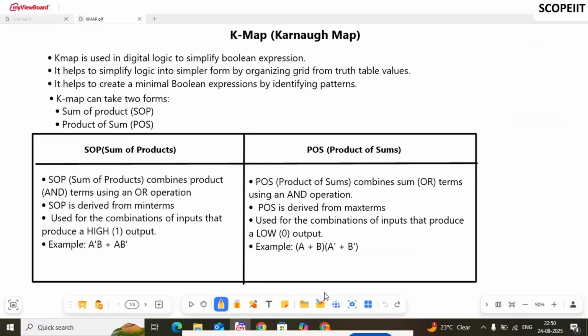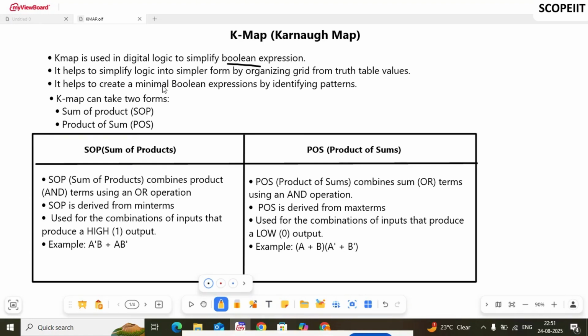Today we will discuss the topic K-map. K-map stands for Karnaugh map. Basically, what do you mean by K-map? K-map is used in digital logic to simplify the Boolean expression. It helps us simplify the logic into a simpler form by organizing a grid from truth table values. And we can use K-map to create a minimal Boolean expression by identifying patterns.